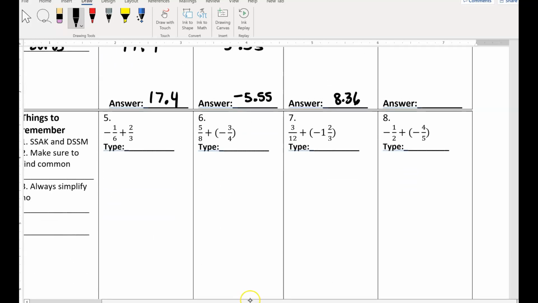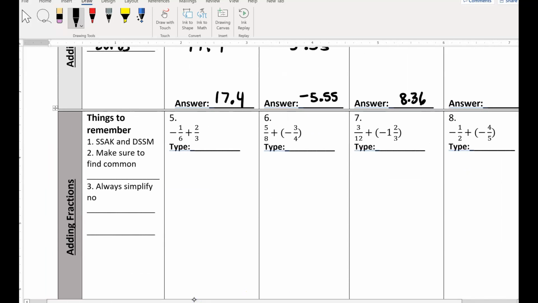For fractions, the things to remember is you got to make sure you find common denominators. You can never add fractions together unless they have the same denominator, right? So here we have a 6, here we have a 3. I can't add those. You always want to make sure you also simplify, and we usually don't want to work with improper fractions. You want to change those back into mixed numbers if possible.